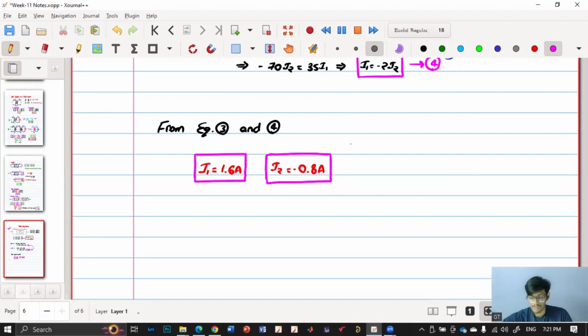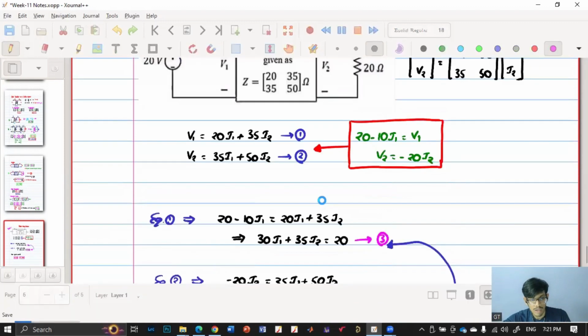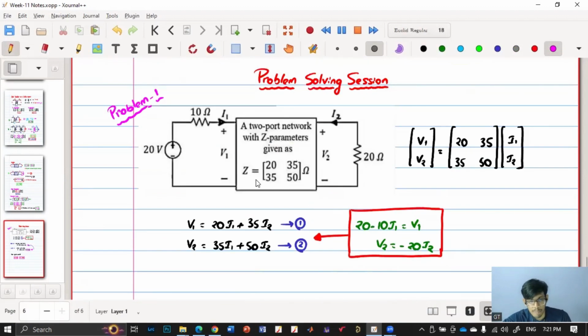Cool. So in the given problem, they have given the Z parameters of this two-port network, and they have connected a voltage source and resistor at port 1 and a resistor at port 2, and they're asking what is I1 and I2. So from the given Z parameters, we have written down the equations, and then there are four unknowns: V1, V2, I1, and I2.